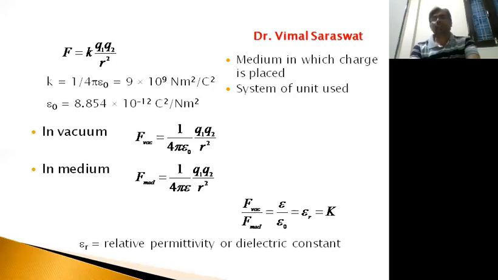Now if we define relative permittivity, then it is the ratio of the permittivity of the medium to the permittivity of vacuum, or it is the ratio of the force between two charges when they are placed in vacuum to the force between the same two charges when they are placed in a medium at the same distance. So F vacuum upon F medium is equal to epsilon r.